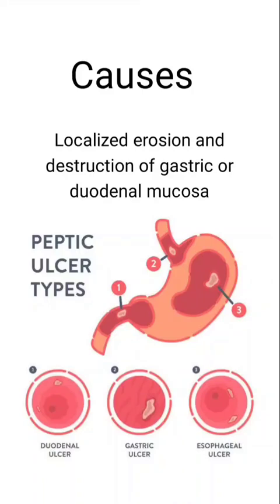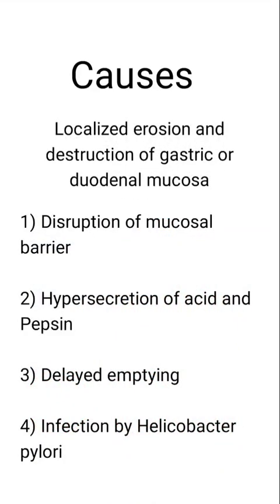Okay. Now, what are the causes of peptic ulcers? The commonest cause of peptic ulcer is disruption of the mucosal barrier. Second cause is hypersecretion of acid and pepsin. Third cause is delayed emptying, which is seen in pyloric stenosis, and the fourth cause is infection by Helicobacter pylori. So let us look at the causes. Now, peptic ulcer itself is defined as localized erosion or destruction of either the gastric or duodenal mucosa.